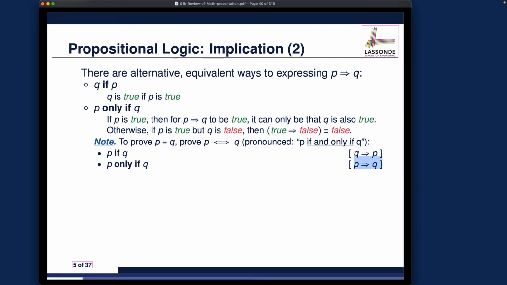So what about the other direction? Q implies P. In that case, we can say P if Q. P if Q, we are saying that if Q is actually true, then P is true, right? So if Q is actually true, then P is true. By proving these two implications, we will be able to prove if and only if and also equivalence. So that's why usually we say P if and only if Q.